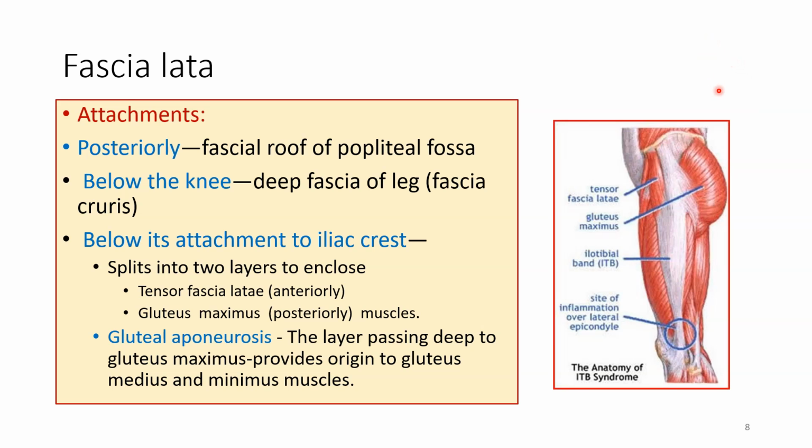So the important attachment of fascia lata below the iliac crest is that it is splitting to enclose the two muscles, that is the tensor fasciae latae anteriorly and the gluteus maximus posteriorly. And it gives the gluteal aponeurosis, a fascial extension that passes deep to gluteus maximus and provides origin to gluteus medius and minimus muscles.